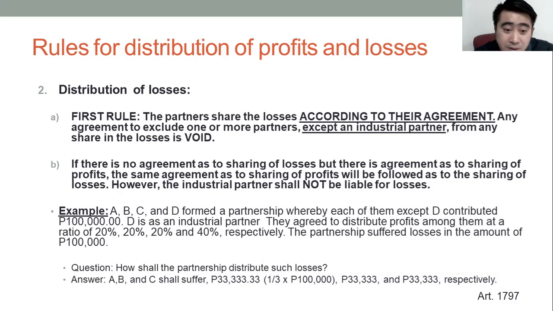Mag-share ba dapat dito si industrial partner? The answer is no. Hindi mag-share yung industrial partner sa losses. So si A, B, and C shall suffer 33,333. Lahat sila pantay-pantay, 33,333. So tinanggal lang yung ratio ng industrial partner. Okay, class? So it's not really hard to compute. Tatanggalin mo lang yung ratio and come up with a new ratio and proportion.